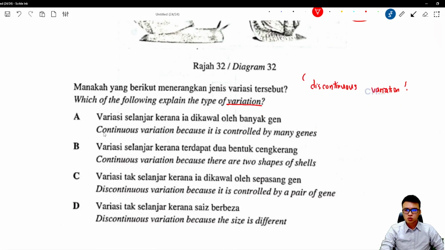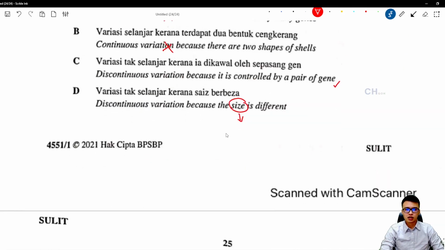Okay, so look at this. Continuous variation, no. Continuous variation, no. Discontinuous variation, yes, because it is controlled by a pair of genes. Yes, this one is correct. Discontinuous variation, because the size is different. Now, when we're talking about size, height and weight, all these are continuous variation.